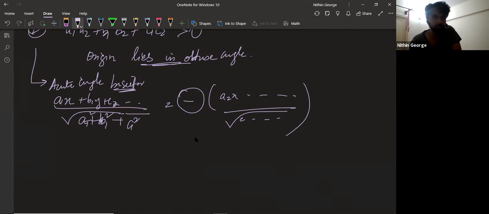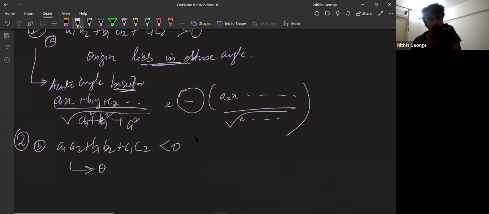And so when this a1 a2 plus b1 b2 plus c1 c2 is less than 0, this is 2a, and for 2b, when a1 a2 plus b1 b2 plus c1 c2 is less than 0, you say that origin lies in the acute angle. Origin is in the acute angle. All right. So here, the acute angle bisector becomes plus. Okay, everything else remains the same.